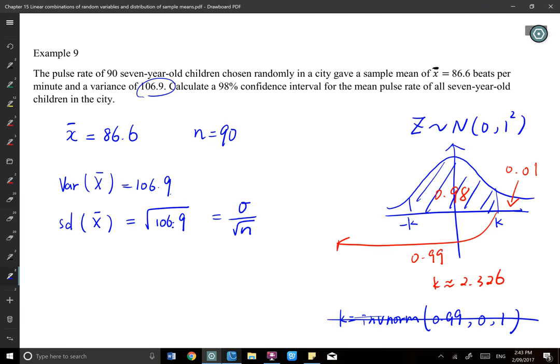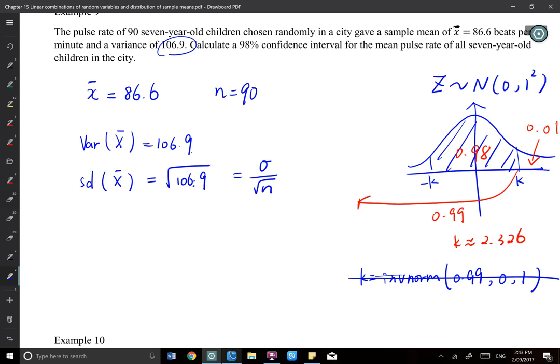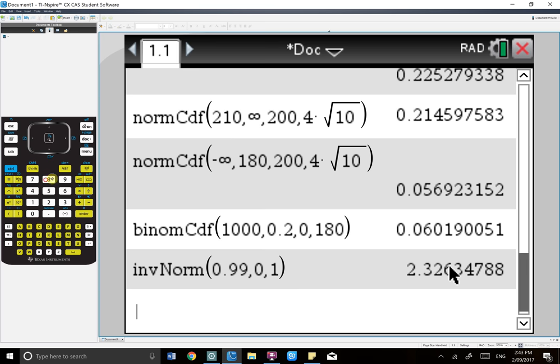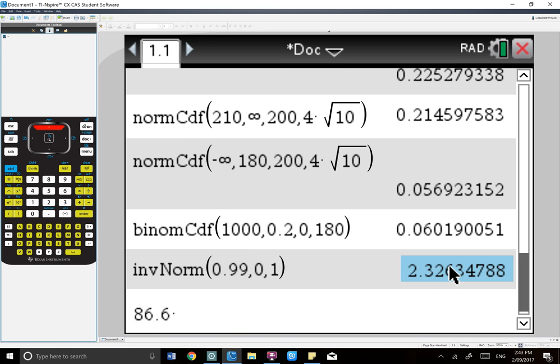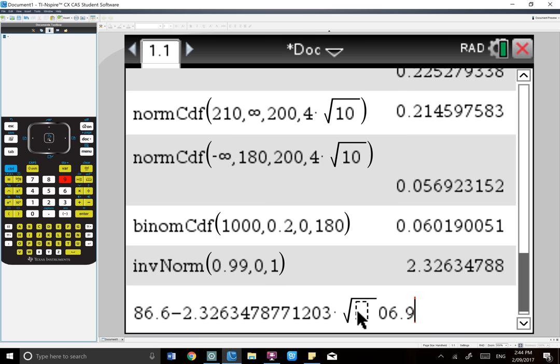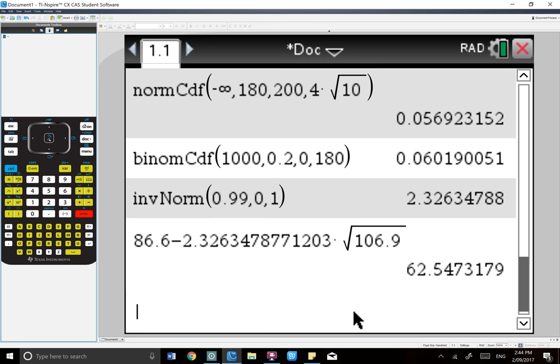So can you put everything into the calculator and work that out for me? Everything you know is that 86.6 minus 2.326 times that. What's that? That's 106.9. That's 90. Okay, and I need to plus it.